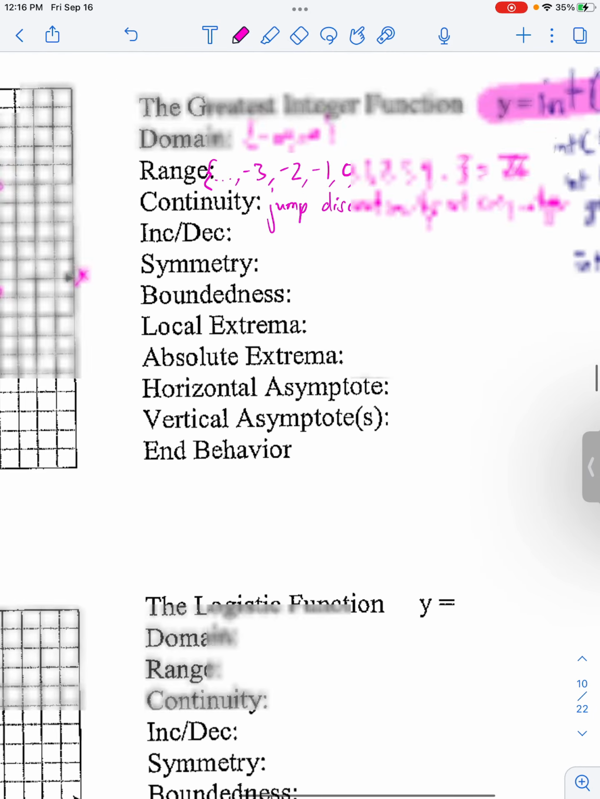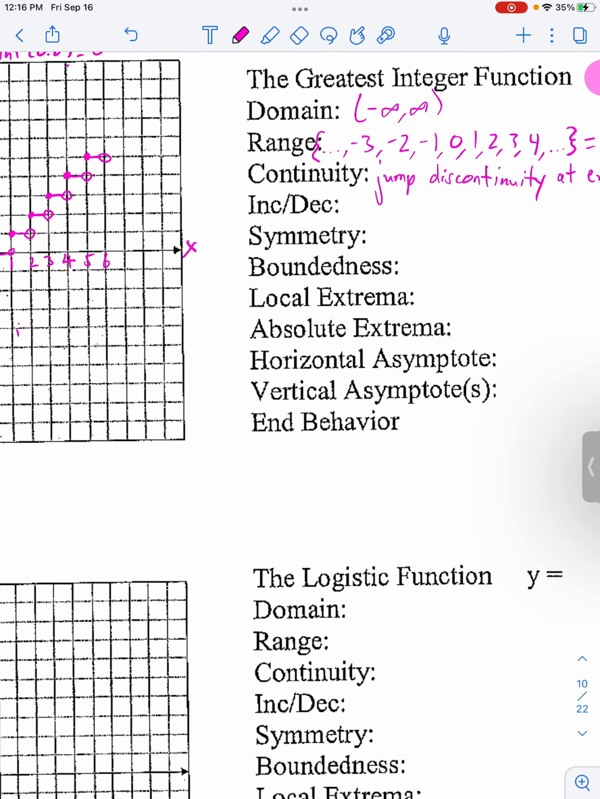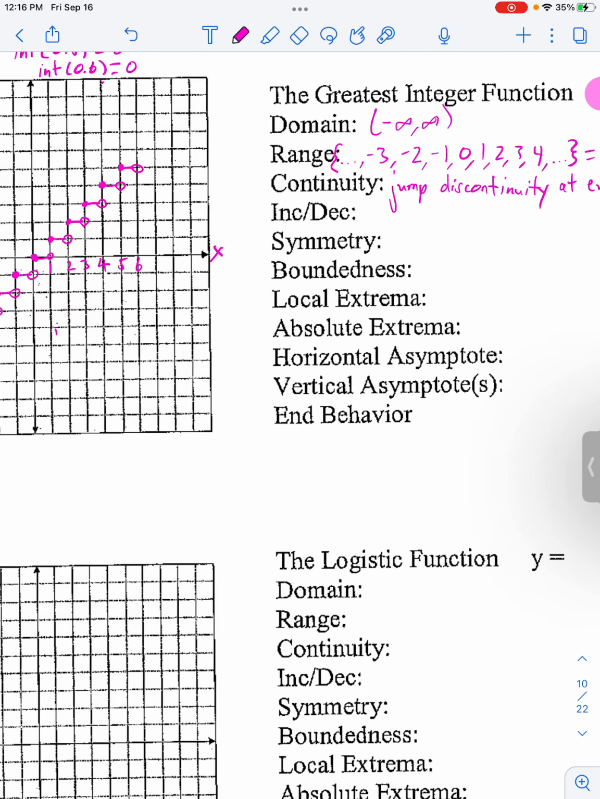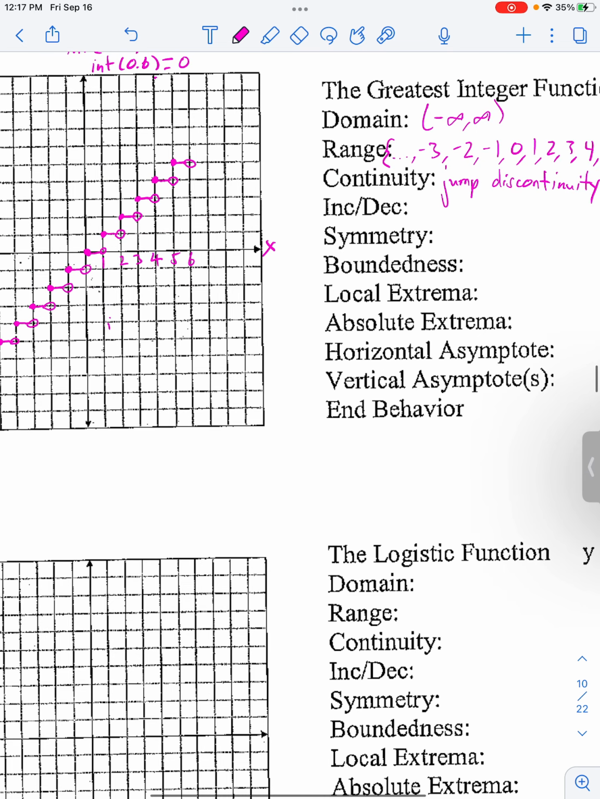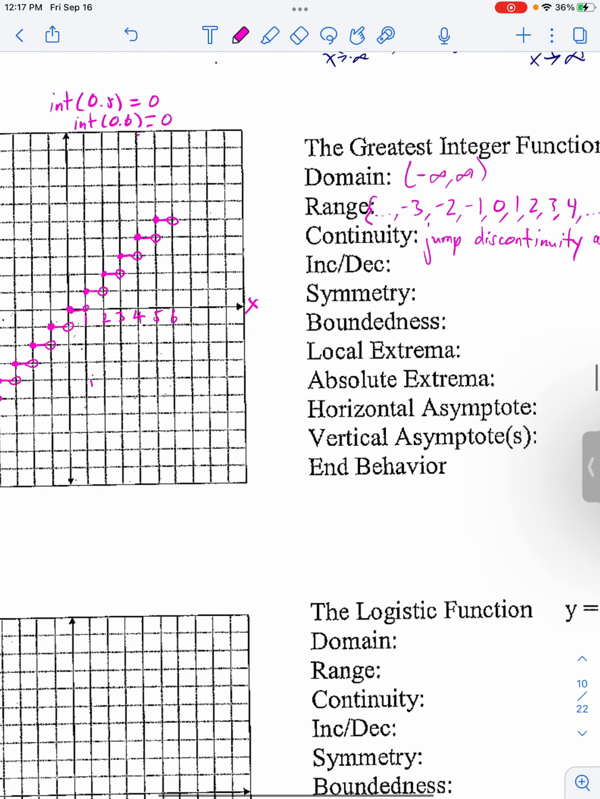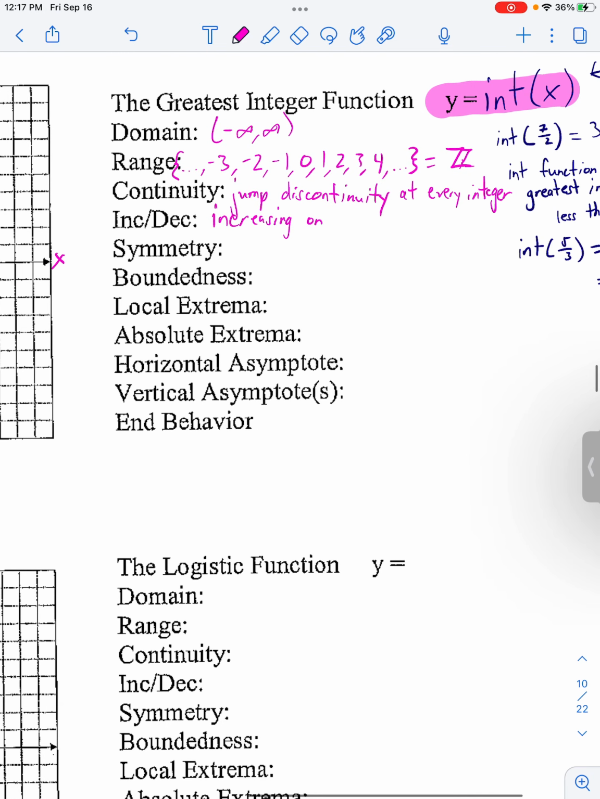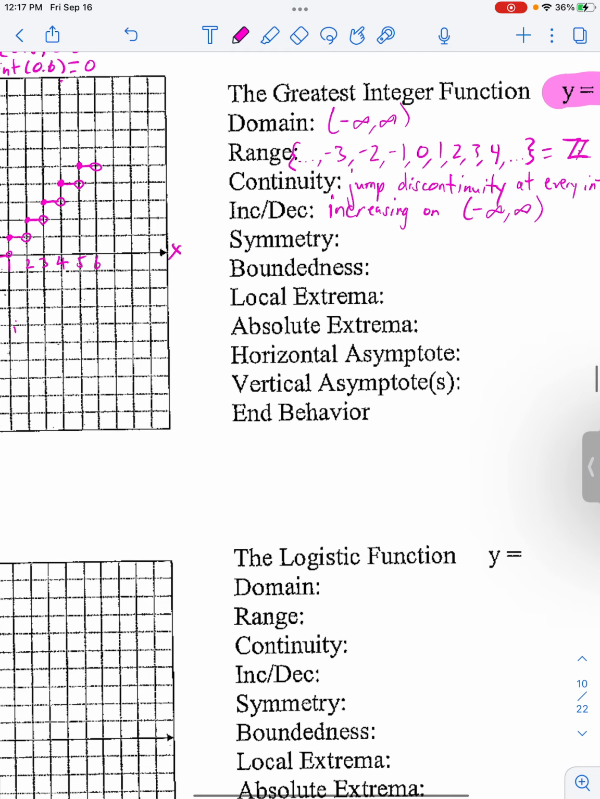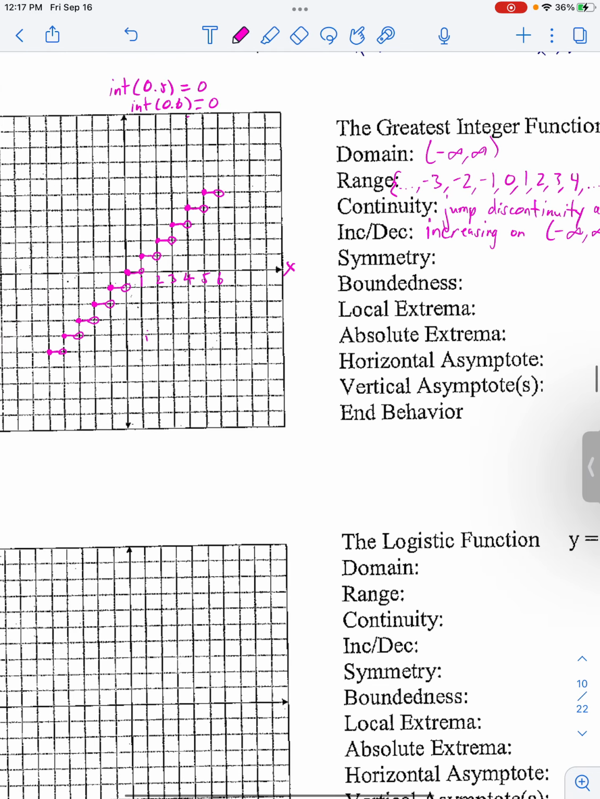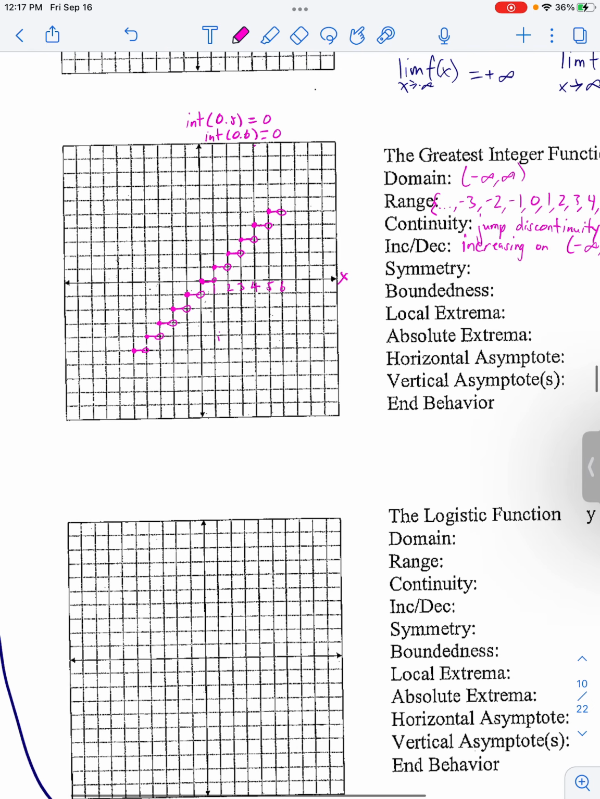Increasing, decreasing. All right, so the notes key says that it's increasing on negative infinity to positive infinity. Okay. Symmetry. Do we have any symmetry here? There's no even symmetry, right? I'm not reflected across the y-axis.